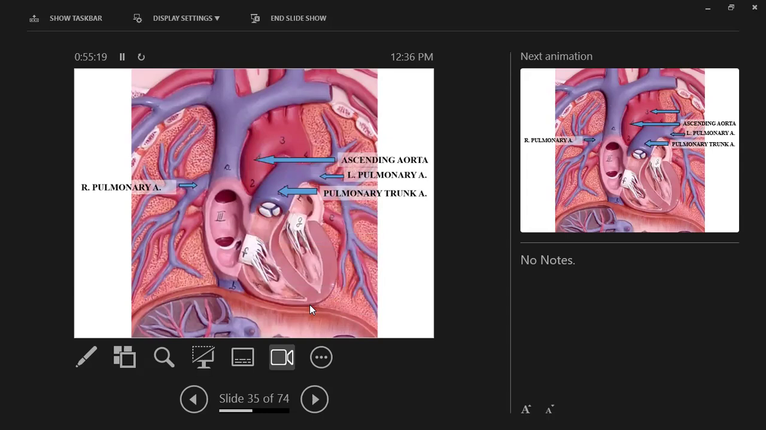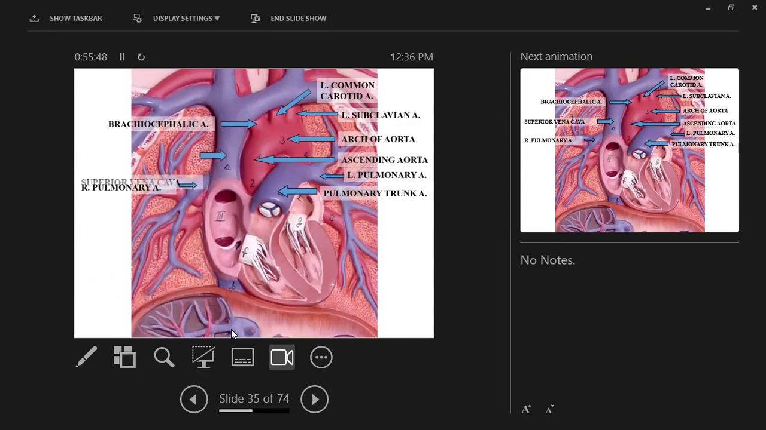Ascending aorta again. The arch. Brachiocephalic artery. Left common carotid and left subclavian artery, matched on the right side by the right common carotid and the right subclavian artery coming off the brachiocephalic. Superior vena cava, and that little section you see there is the inferior vena cava just before it goes through the diaphragm.